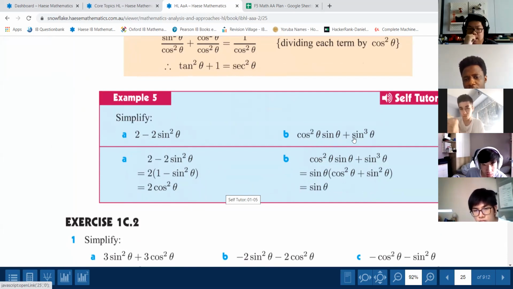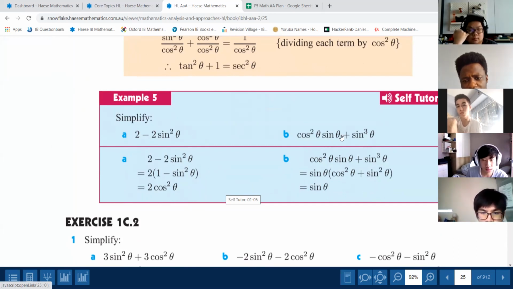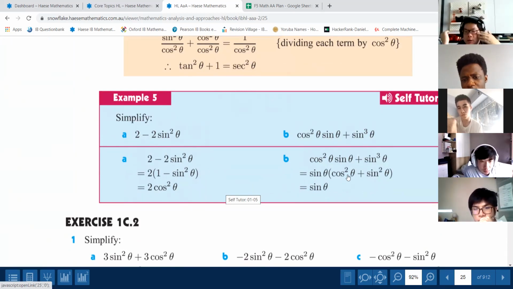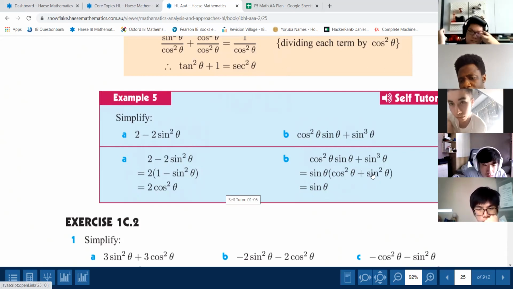Now for this one, to simplify, you look at it. Okay. Sine can be factorized, right? If you bring sine out, you're going to get cos squared plus sine squared. Oh, cos squared plus sine squared is what? One.